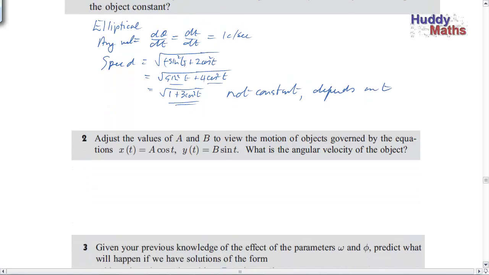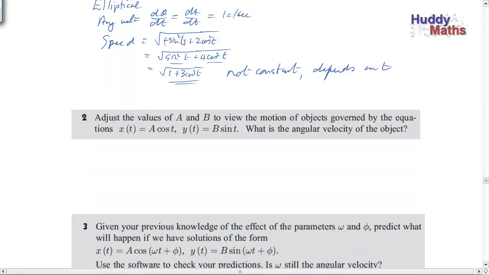So let's have a look at this one. Adjust the values a and b to view motion of objects covered by the equations here with different numbers. So you're going to have a look at different values there. Now, what is the angular velocity of the object? The angular velocity is still the rate of change of this. So the angular velocity is still constant at 1 radian per unit time, per second, because the angular velocity is the rate of change of that angle.